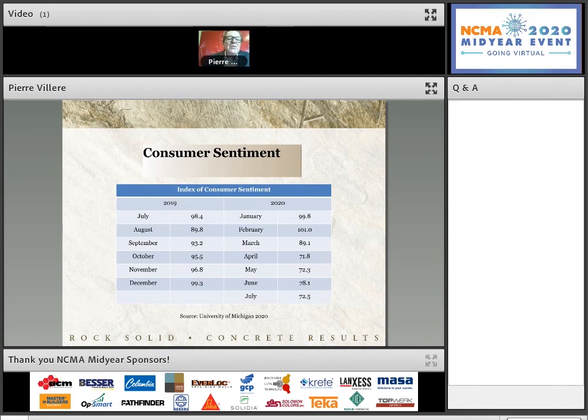So here's a graph that shows where we were in July of 2019. There are two consumer sentiment surveys. One is done by the University of Michigan. The other is done by the Conference Board. This is the University of Michigan's numbers. It was 98.4 in July of 2019, and interestingly, in February of 2020, it was at 101, and it has dropped to 72.5.